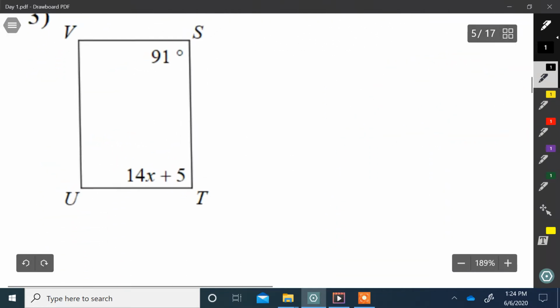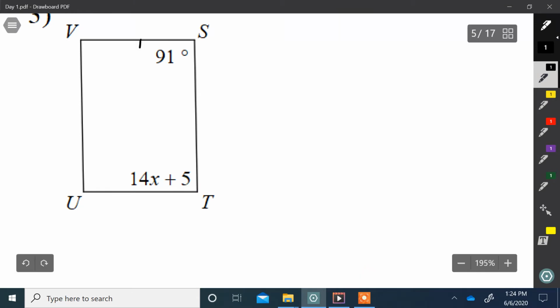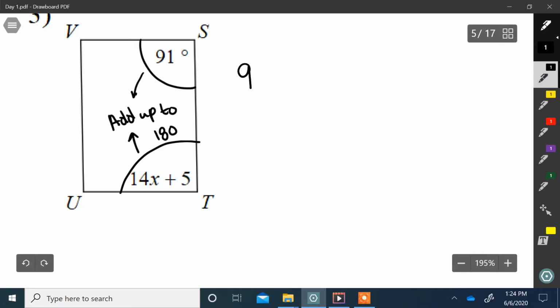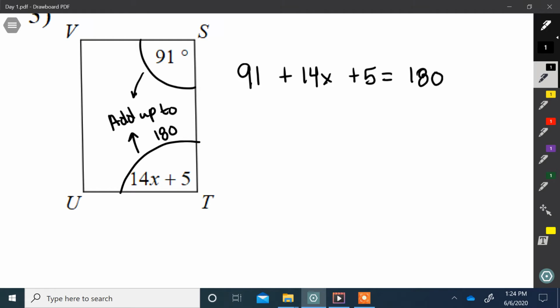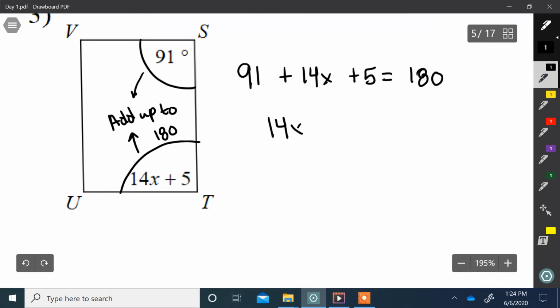On this one here, this angle and this angle, they add up to 180. So we know that 91 plus 14x plus 5 better add up to 180. Let's do the math really quick here. We got 14x, 91 plus 5 is going to be 96.